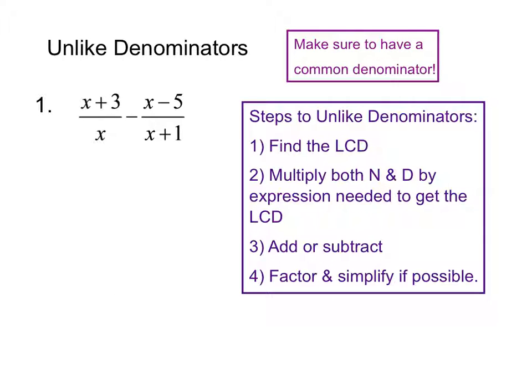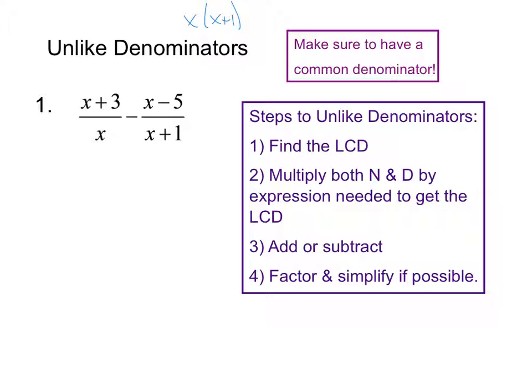So we are going to add and subtract rational expressions with unlike denominators. So we still need to make sure that we have a common denominator. In steps to unlike denominators, to add or subtract, step 1, we need to find the LCD, the least common denominator. So if x plus 3 over x minus 5 over x plus 1, what is the LCD? You got it. Between x and x plus 1, it's going to be x times x plus 1, and I'll write that at the top.